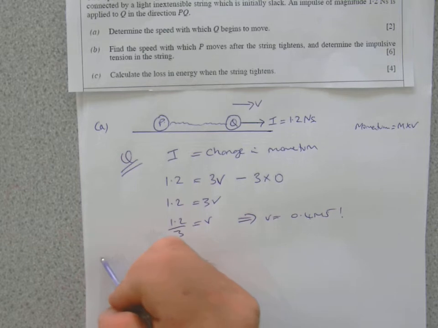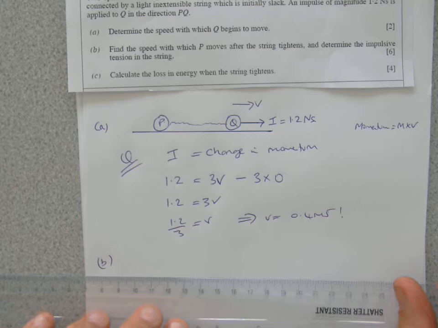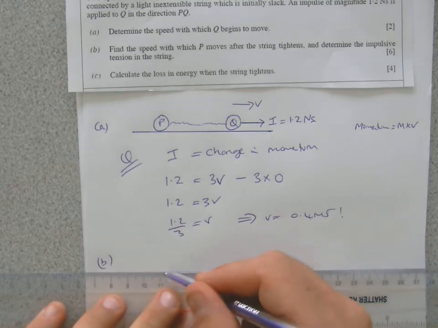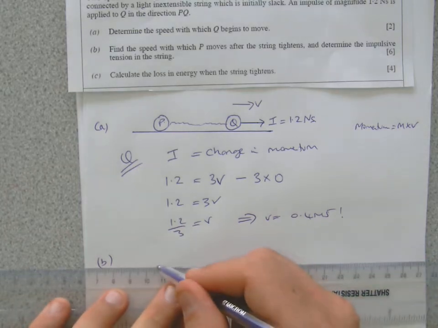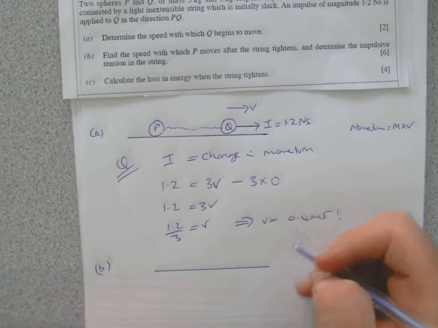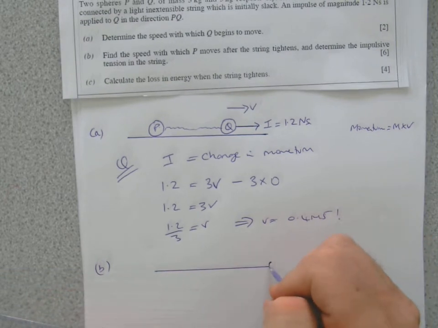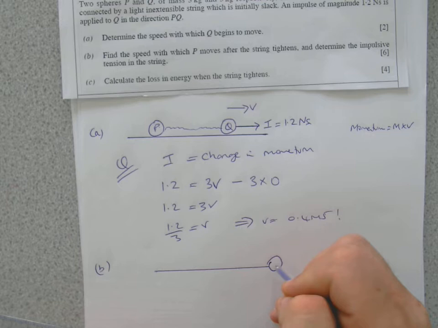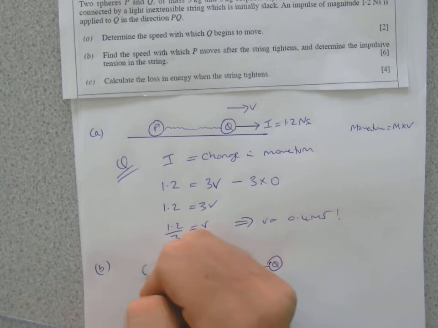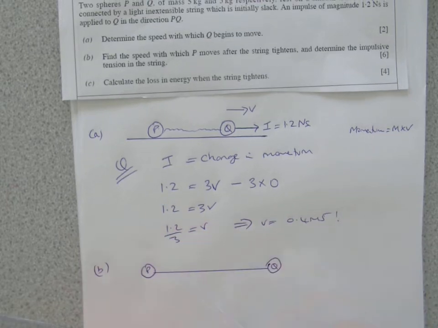Part B then, it says, find the speed with which P moves after the string tightens and determine the impulsive tension in the string. Now, with this, it's important to consider two diagrams, okay? You need to look at the situation before and the situation after, right? And the situation before, quite simply, is as the string tightens, okay? Literally at that particular moment, as that string tightens, right?